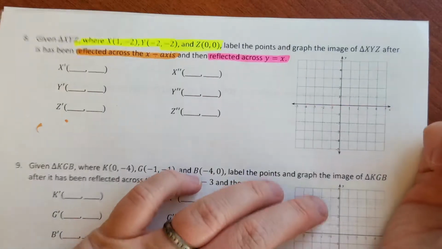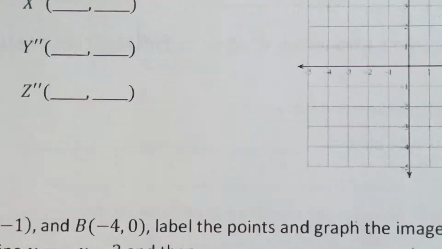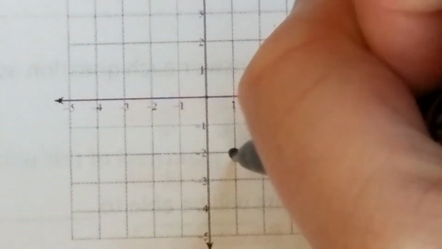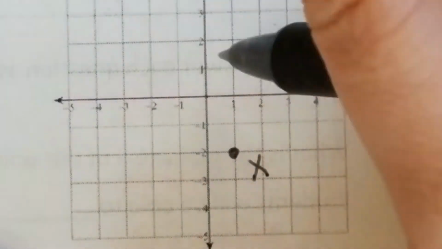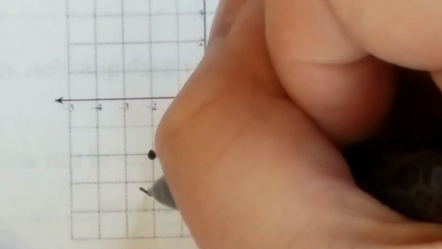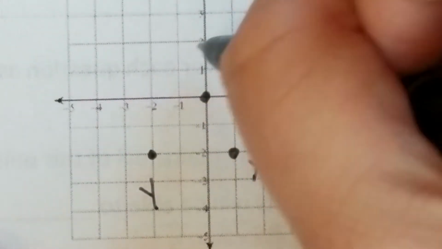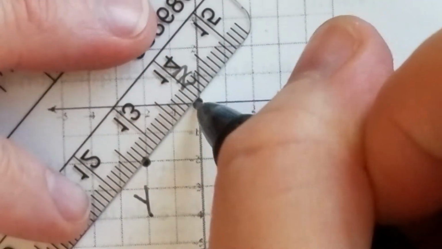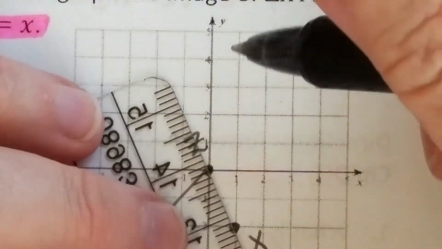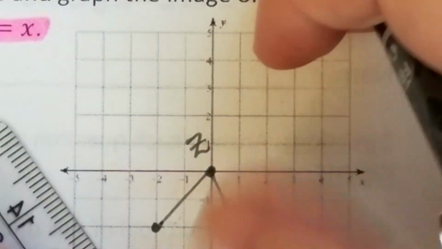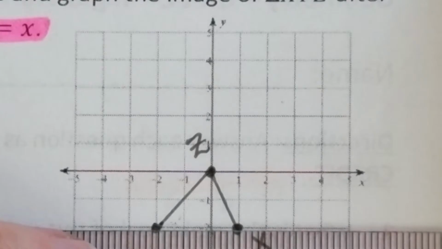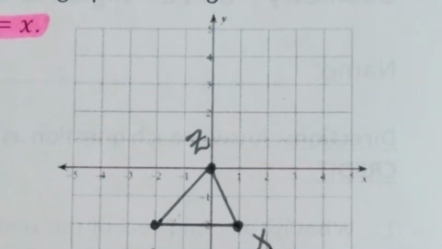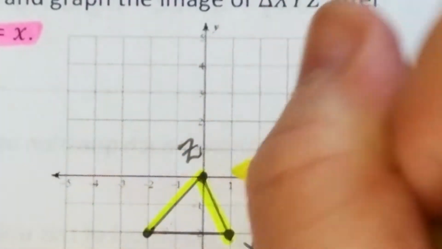All right, so our first point is at 1, -2. So let me zoom in here. We have 1, -2 on the graph. That's going to be point X. Then we have -2, -2. That's going to be Y. And we have 0, 0. And that is going to be Z. So let's go ahead and connect the dots here. I'm going to highlight that because I like to color code my notes.